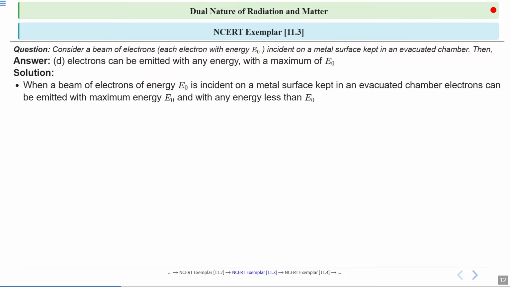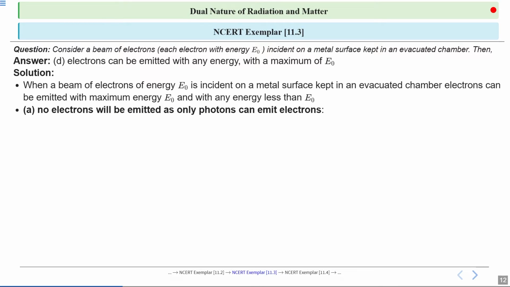So let's examine what happens when electrons with energy E naught hit a metal surface. The maximum energy that any emitted electron can have is E naught. But in reality, electrons can be emitted with any energy less than or equal to E naught. This is because some energy can be lost in the process, for example, due to interaction with the metal.